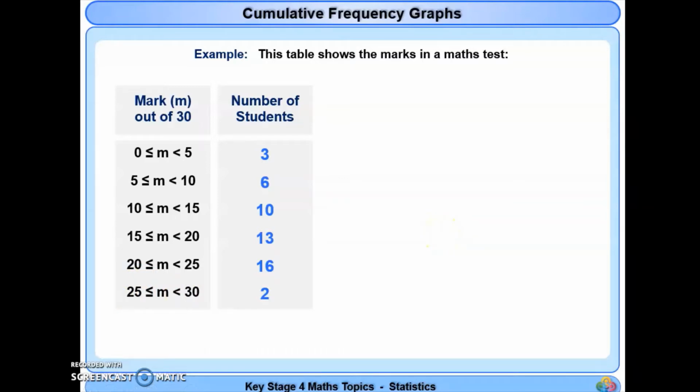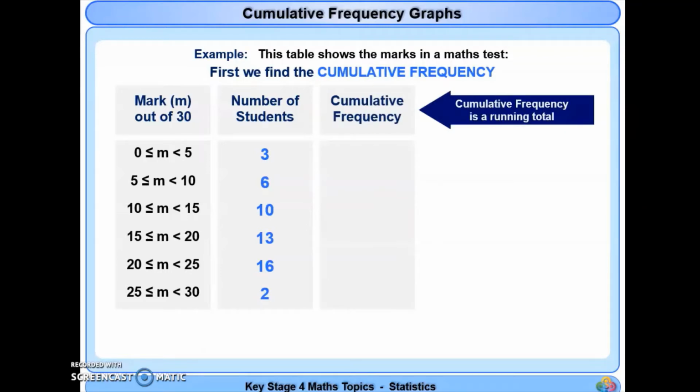Okay, so what we first need to do is work out the cumulative frequency. First, we need to know what the cumulative frequency is. The cumulative frequency is a case of accumulating the totals of each group as you work through the data. So, for example, when we go to find the cumulative frequency, we would add on a third column, and we're going to find a running total. So we're going to accumulate the totals of each group.